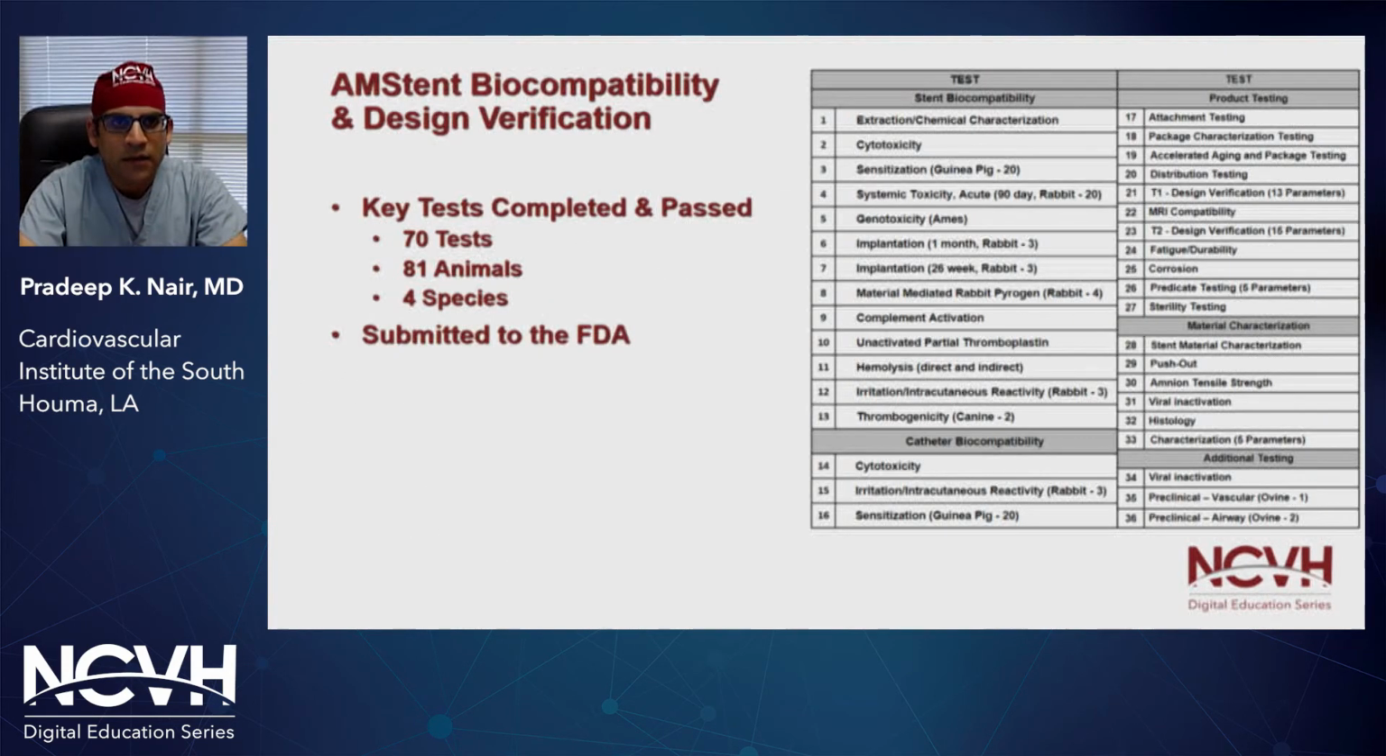To date, the AMStent design and verification has been tested in over 70 key preclinical tests involving 81 animals and 4 species. The results have been submitted to the FDA and are currently under review, where we will formally gain some insight into further clinical trials in the not so distant future.